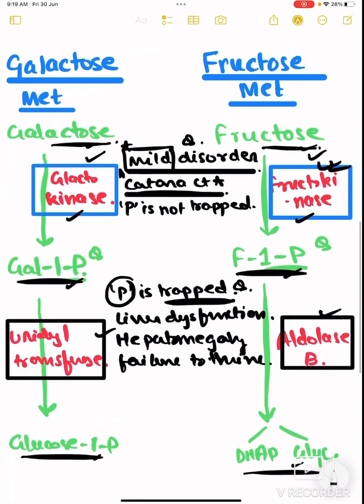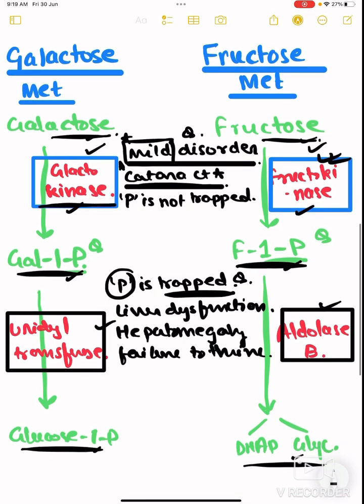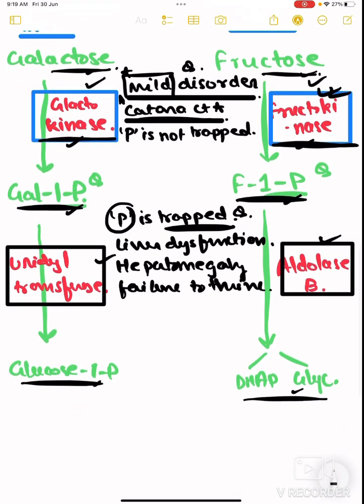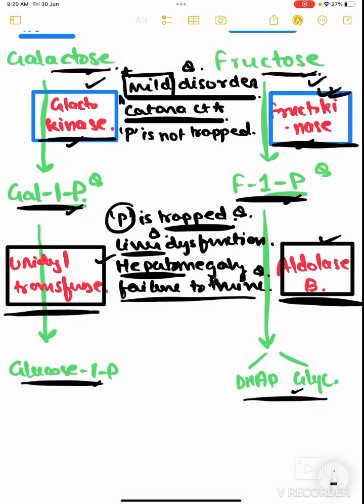Okay, so for example, if in a question you are given that the patient has cataract, no hepatomegaly, no liver dysfunction, and no failure to thrive, everything is all good, then what enzyme deficiency can it be? It can be either galactokinase deficiency or fructokinase deficiency, right? You have to approach this question in this manner. If the question is telling you that liver dysfunction is present, hepatomegaly is present, and failure to thrive is also present, then the disorder will be either uridyl transferase deficiency or aldolase B deficiency, right?